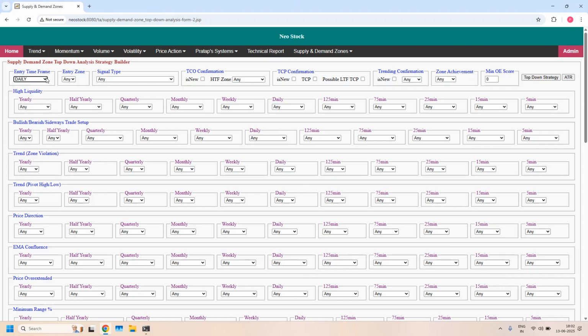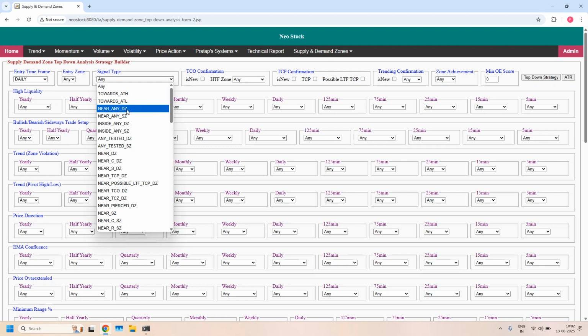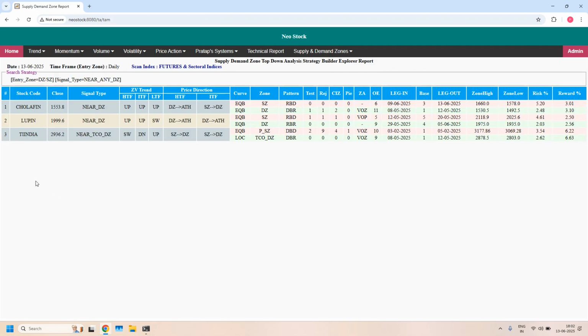Okay, for daily time frame, stocks near to the daily demand zone, we got only 3 stocks. Are there any high liquidity demand zones? No, we don't have any daily high liquidity demand zones from this list for our HLQ zone strategy.